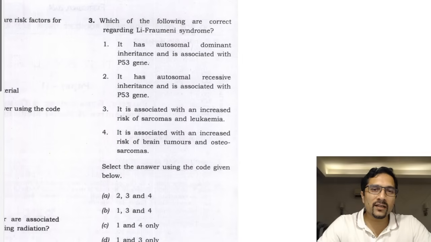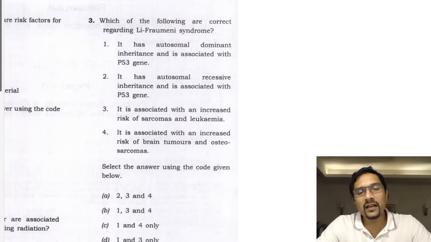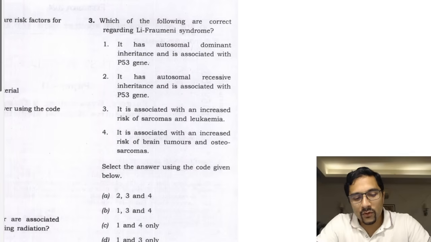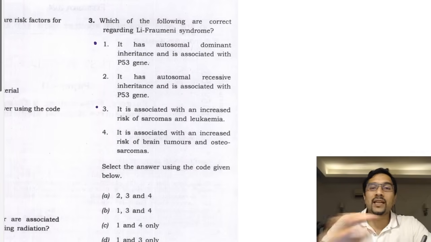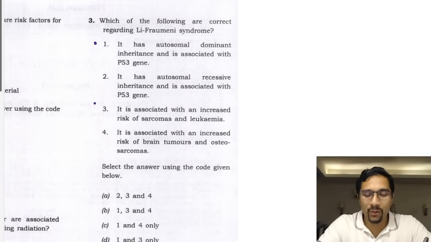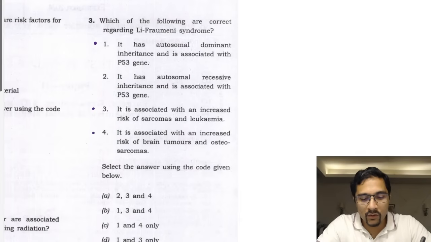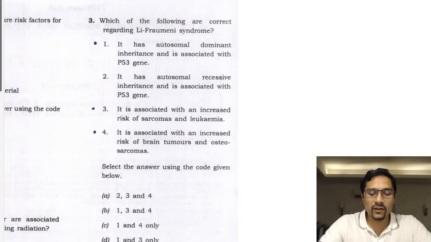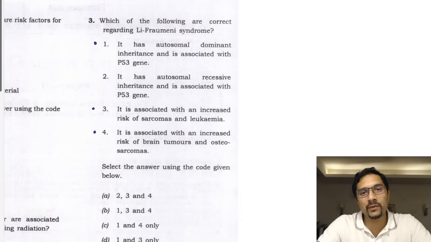If you knew the inheritance pattern, you could answer this very quickly. And there were two options, one was autosomal dominant and one was autosomal recessive. We know this Li-Fraumeni syndrome is transferred as autosomal dominant, right? So one is correct. We know it is linked with multiple cancers all across the body, including sarcomas and leukemias, and there is increased risk of brain tumors and osteosarcomas as well.